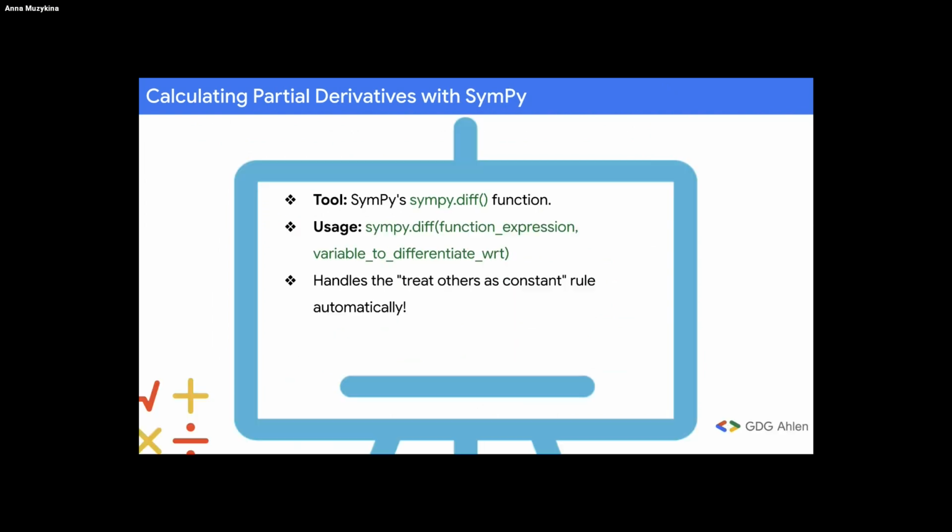Just like with ordinary derivatives, we can use SymPy to compute partial derivatives symbolically, which avoids manual calculation errors. We use the same function, sympy.diff, as before. The key difference is that we now specify which variable we want to differentiate with respect to as the second argument. SymPy automatically handles treating all other defined symbols as constants during the calculation.